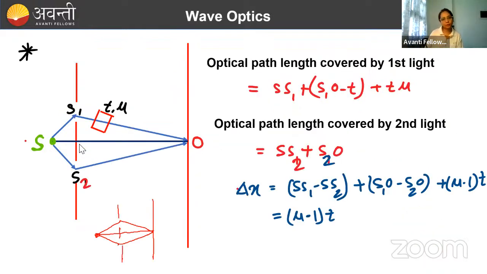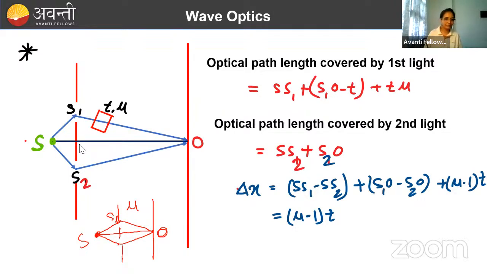So actually, when we talk about path difference, we talk not about the geometrical path difference, but the optical path difference. What is that? Initially, our experiment was happening in air. So this was S1, and suppose this is O, and this is a medium of refractive index mu throughout.